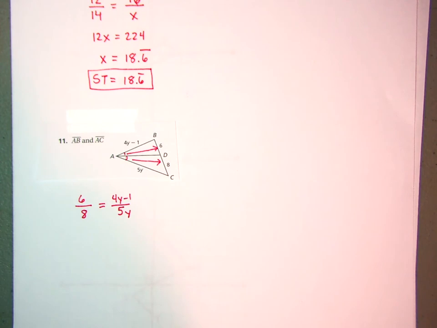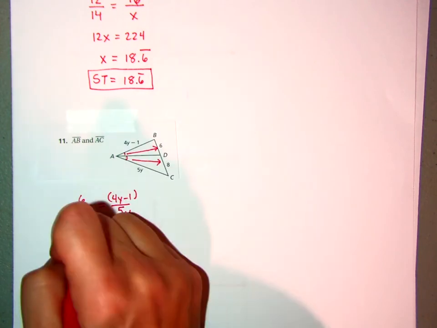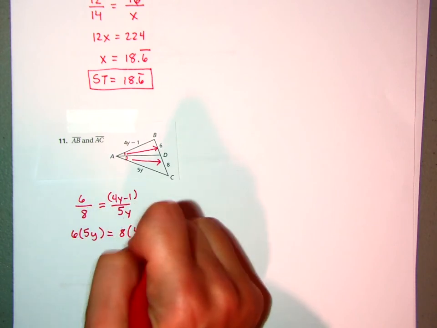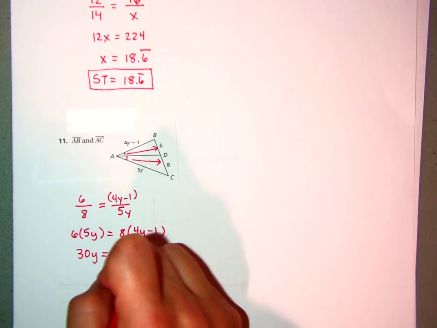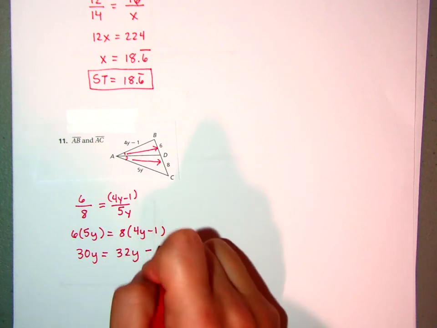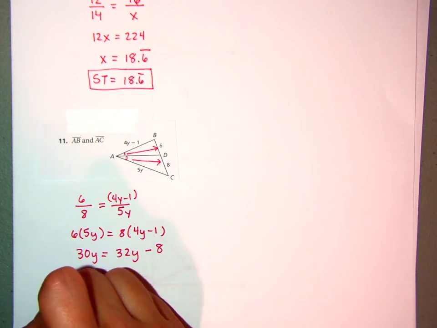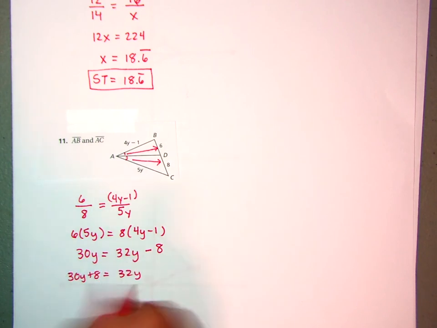Now we're ready to cross multiply, but when you cross multiply, don't forget there's a parentheses up here. So it's going to be 6 times 5y is equal to 8 times 4y minus 1. 6 times 5y is 30y. 8 times 4y is 32y minus 8. Don't forget to distribute. I'm going to go ahead and add 8, so I have 30y plus 8 equals 32y. I'm going to subtract 30y from both sides, so 8 is equal to 2y. When I divide both sides by 2, y is equal to 4.